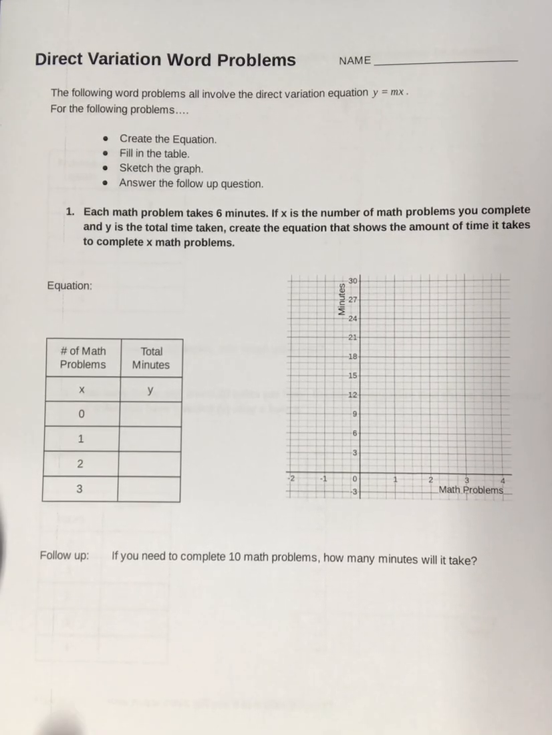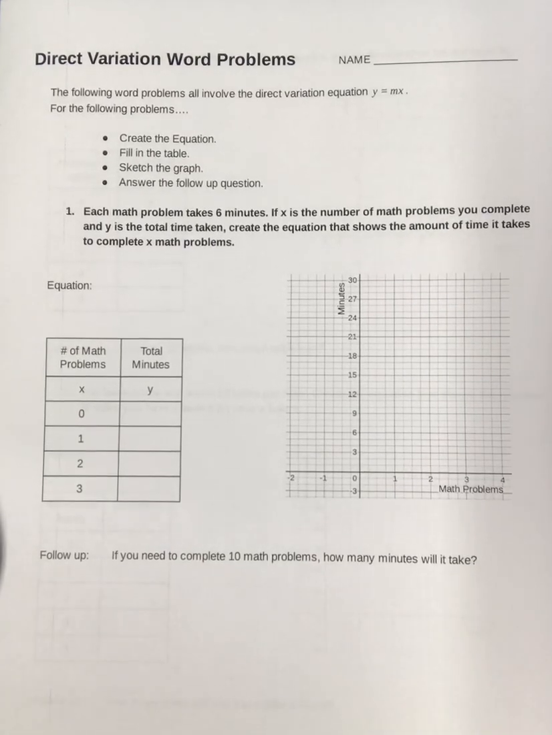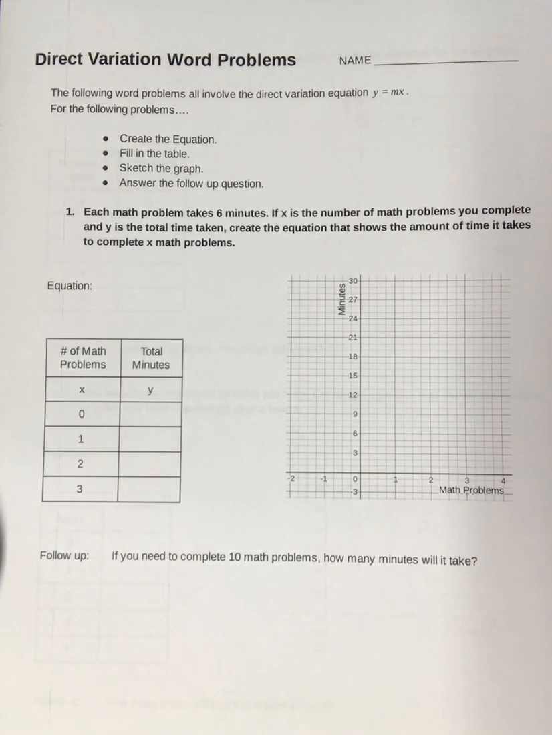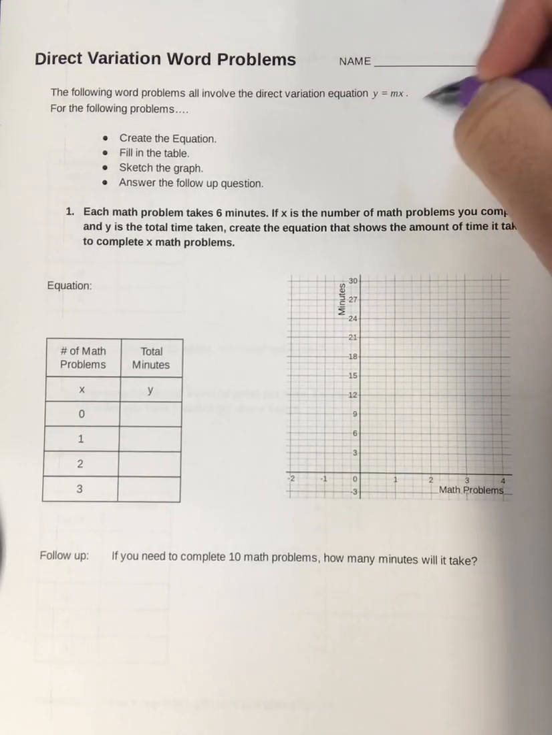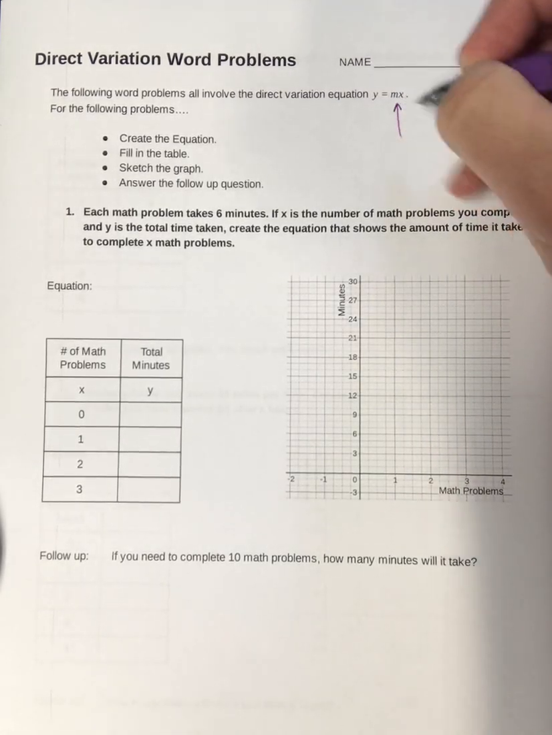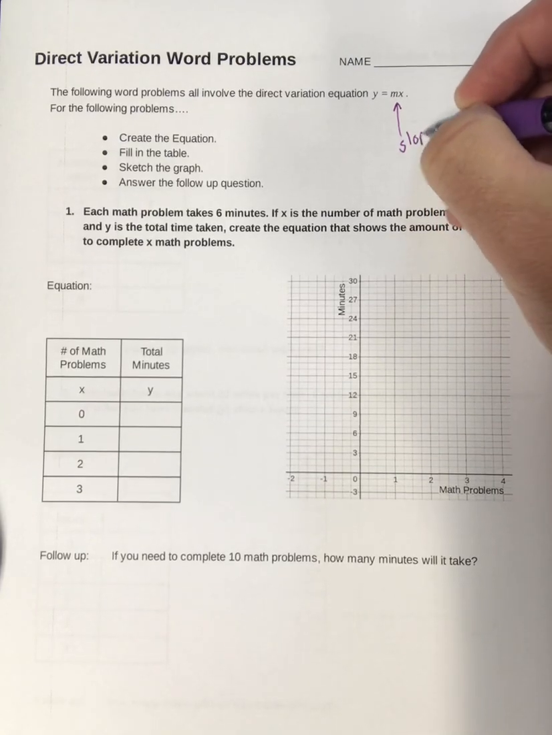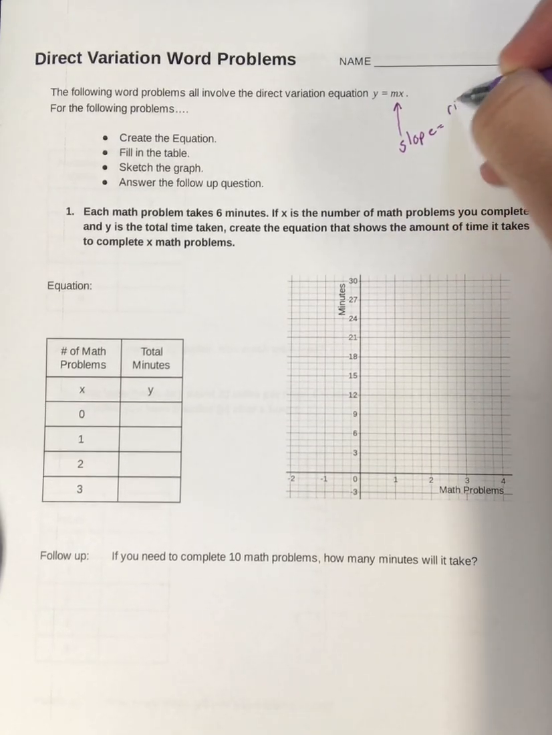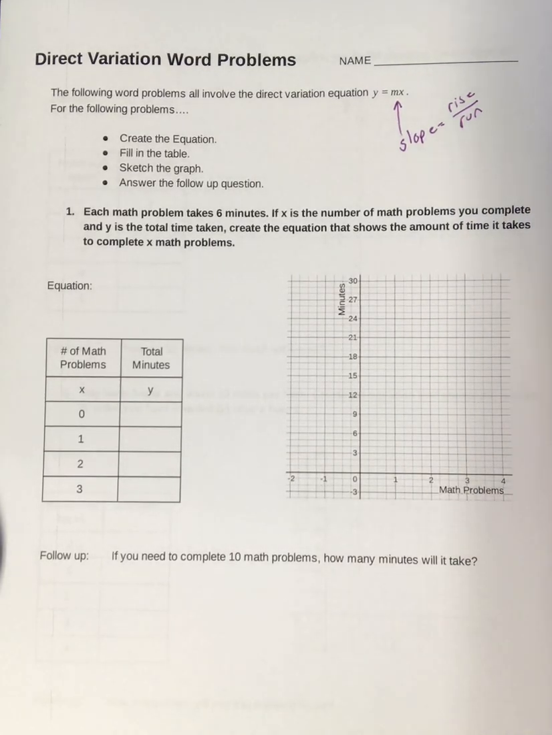Hello everybody, so we have direct variation word problems today. So it's kind of what we did last week with direct variation, except with word problems. So the equation y equals mx still exists, where m is going to be the slope. And remember, slope is equal to rise over run, which will be useful shortly.